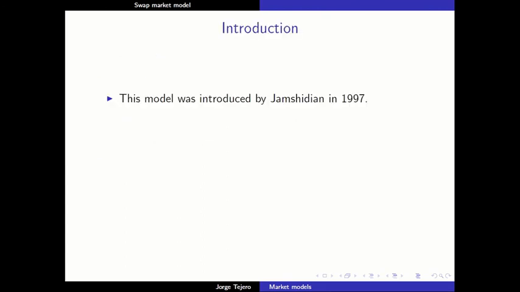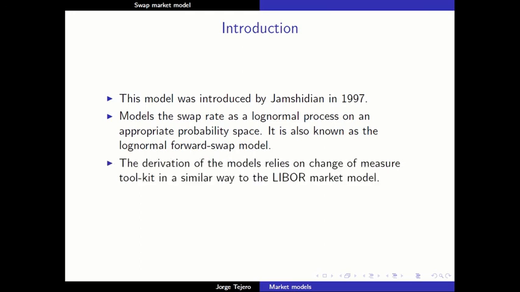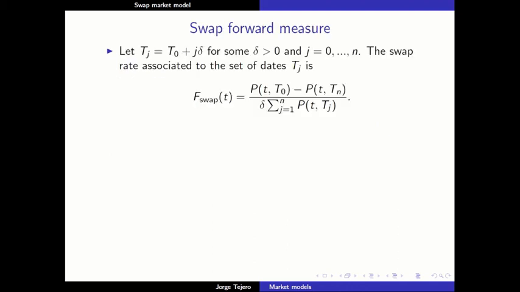The swap market model was introduced by Jamshidian in 1997. This model models the swap rate as a log-normal diffusion. The derivation of the model and of the pricing formulas follows closely the use of the change of measure toolkit which was used in the LIBOR market model. Similarly, we also have Black's formula for pricing swaptions.